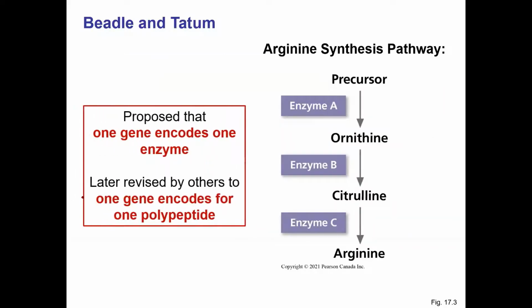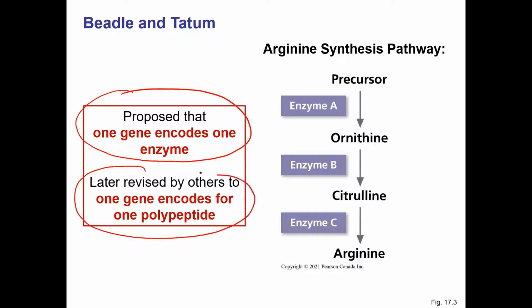And so they concluded that this was the biochemical pathway they were looking at, and maybe more importantly, they proposed this hypothesis that one gene encoded for one enzyme. We realize now that not all genes are enzymes, not all proteins are enzymes, so this has been revised to one gene codes for one polypeptide.